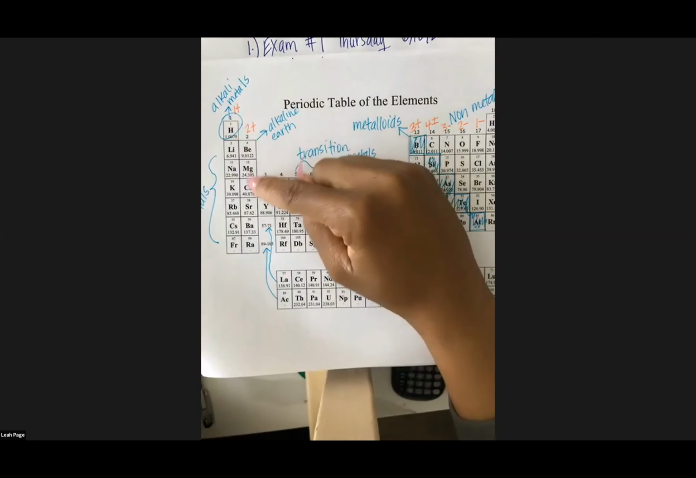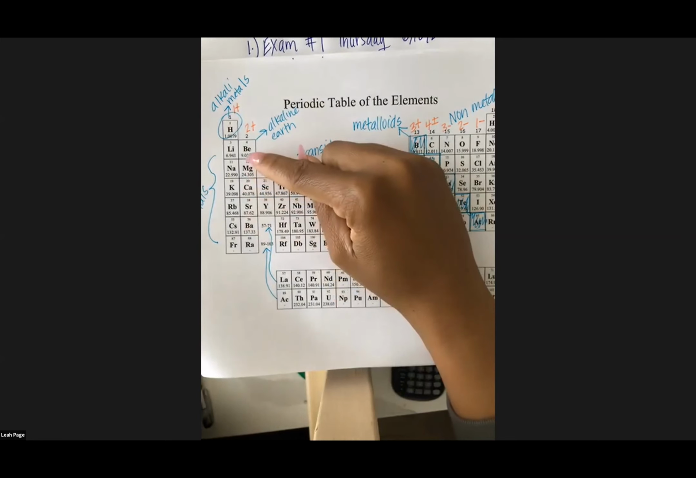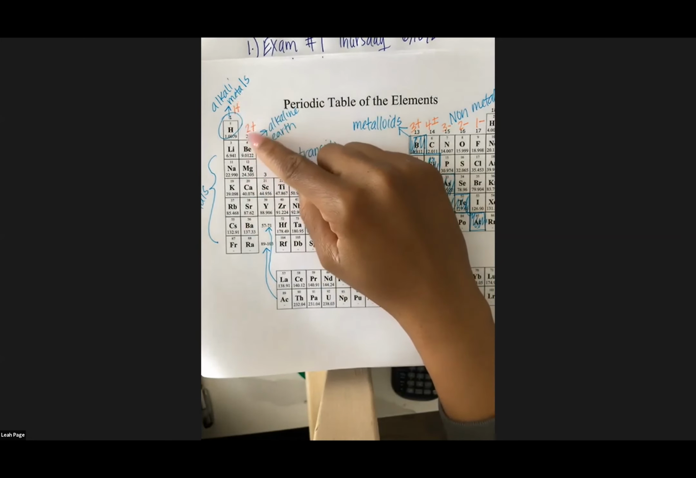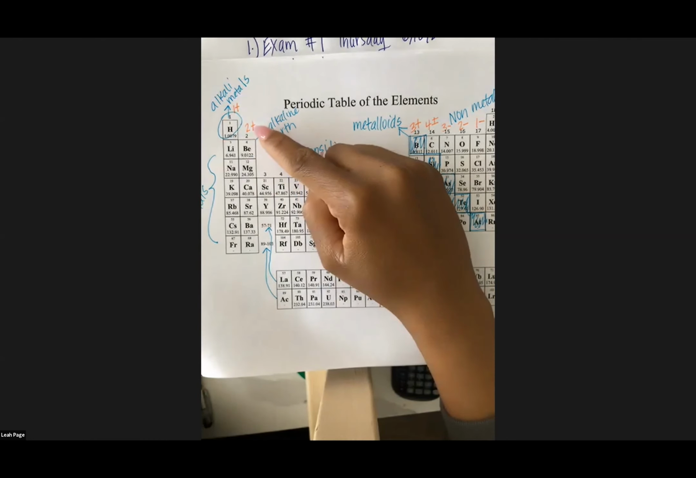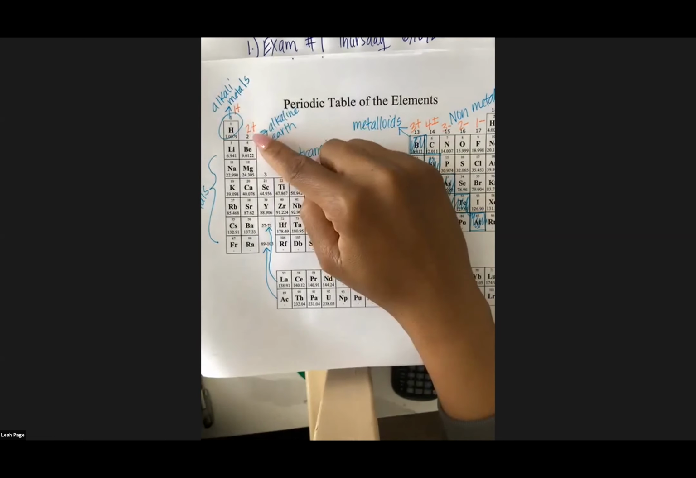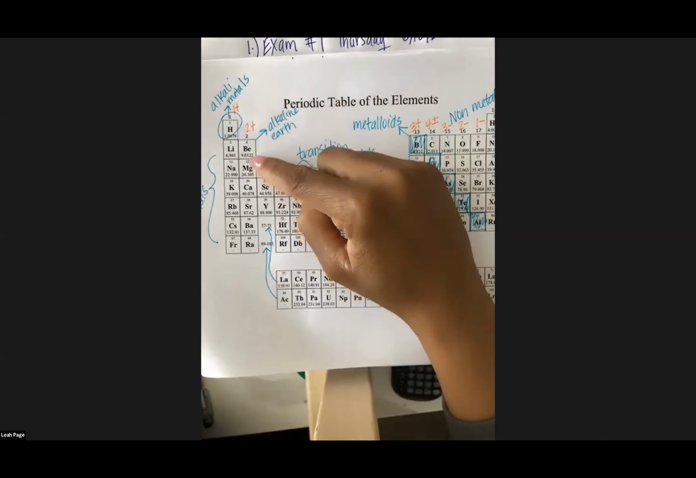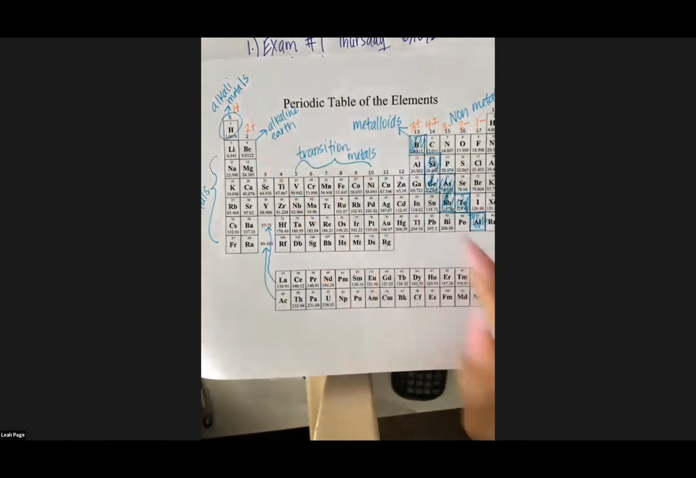Same thing with group 2 elements. When they react with other molecules and atoms, they like to give away 2 electrons, and that's why they have a 2+. It's like they're missing 2 electrons, so it's 2 holes that they would have. And so it would say Be 2+, Mg 2+, Ca 2+.